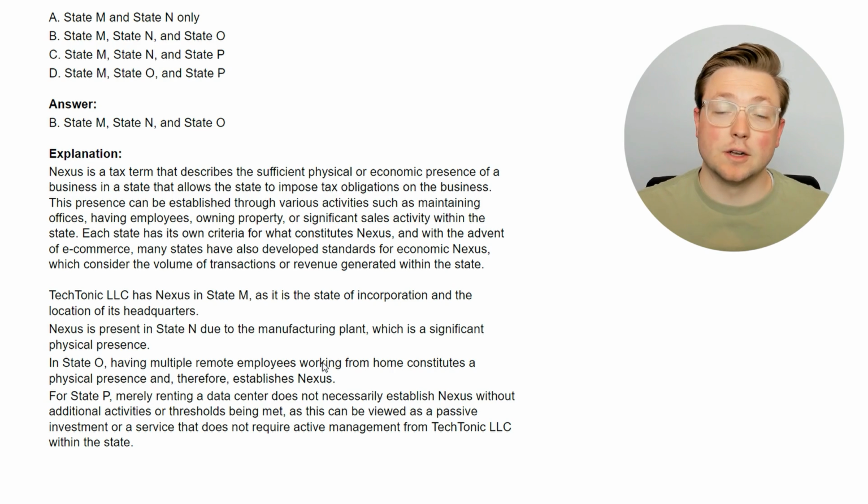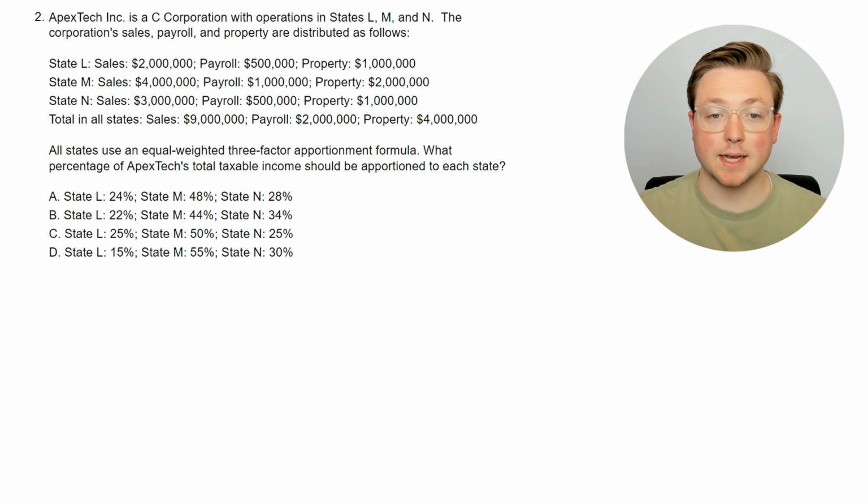Okay, that's Nexus. Let's go ahead and do a couple other questions to learn how state apportionment works after you figure out Nexus. Okay, here's question 2. Apex Tech Inc. is a C corporation with operations in states L, M, and N. The corporation's sales, payroll, and property are distributed as follows.